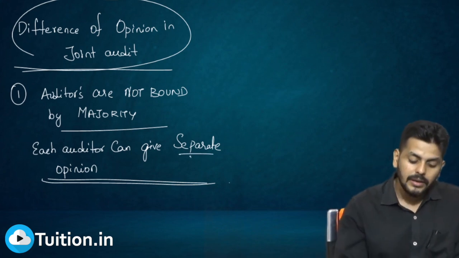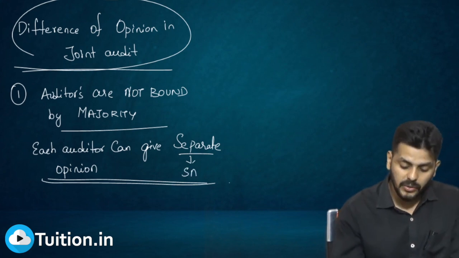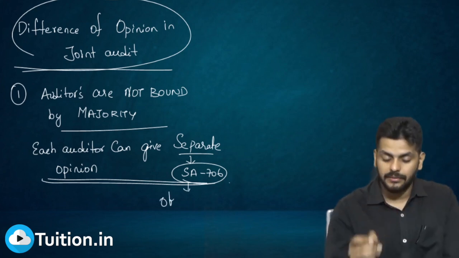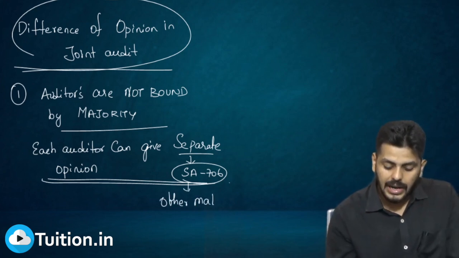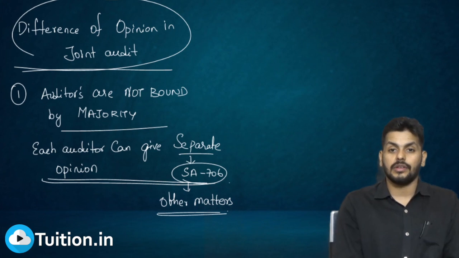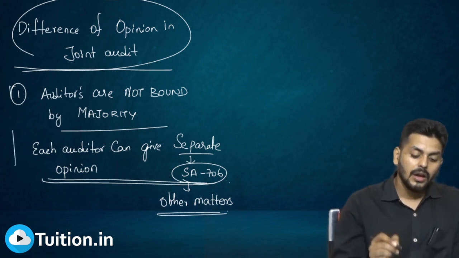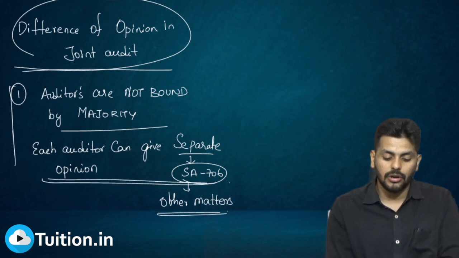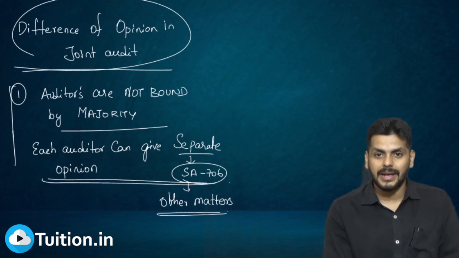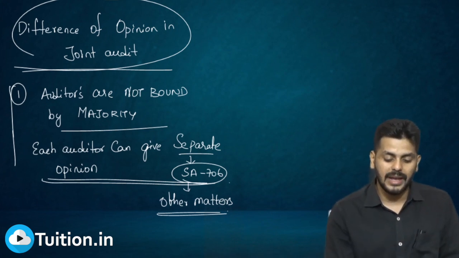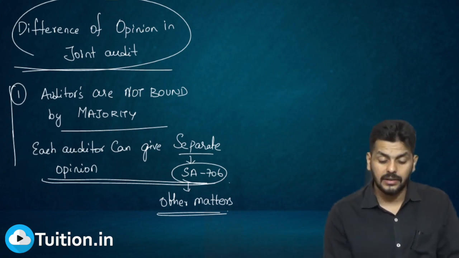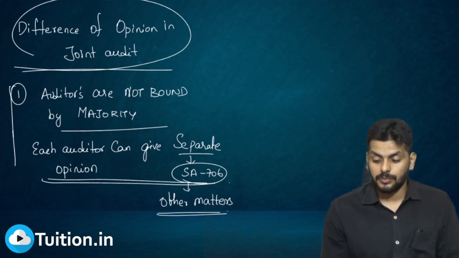But when you're giving a separate opinion, you might care to include an other matters paragraph as per SA 706. Just say that other auditors have made other reports. Otherwise, there is nothing that stops you. I hope everybody is understanding this. Auditors are not bound by majority opinion. Each auditor can give their opinion. You can give a separate report, but make sure there is an other matters paragraph. That's it, guys. That's what we have in this particular standard, 299 read with 706, to give the other matters paragraph.